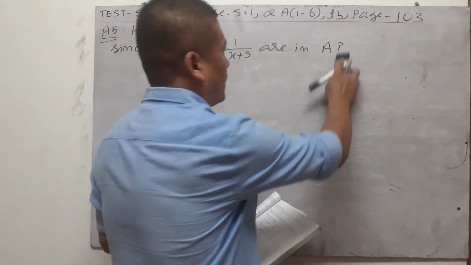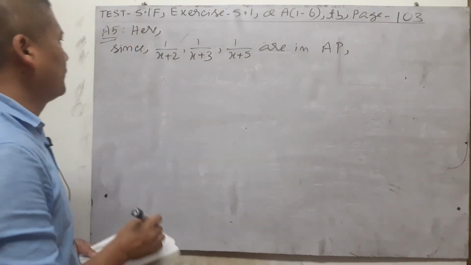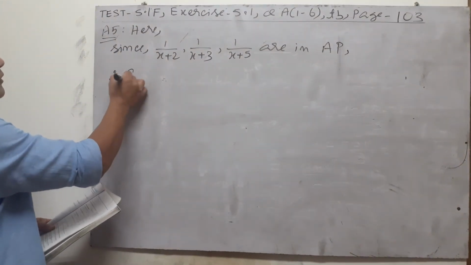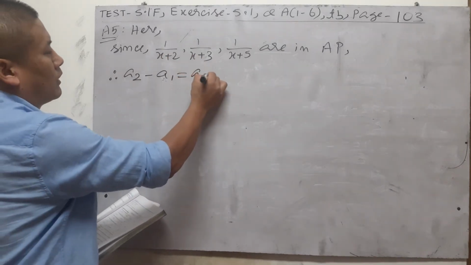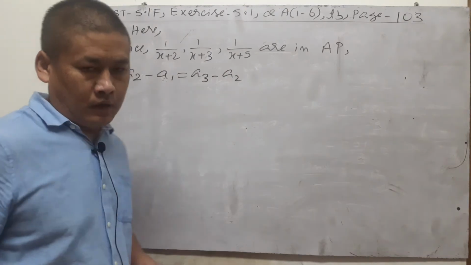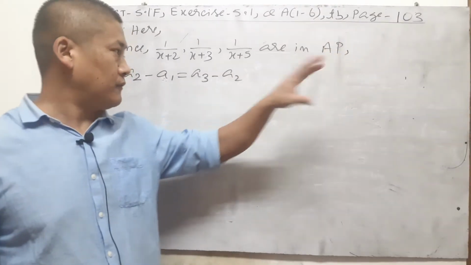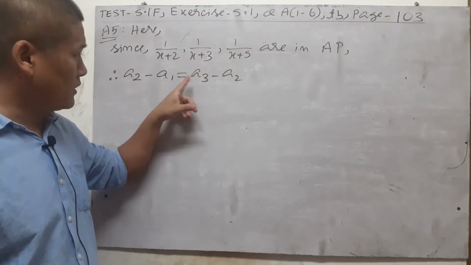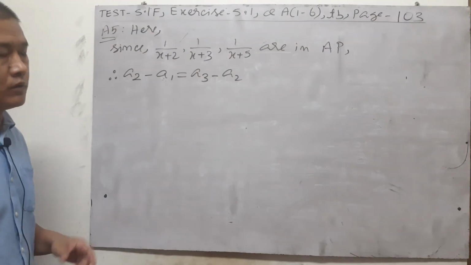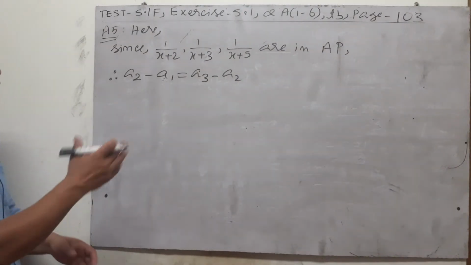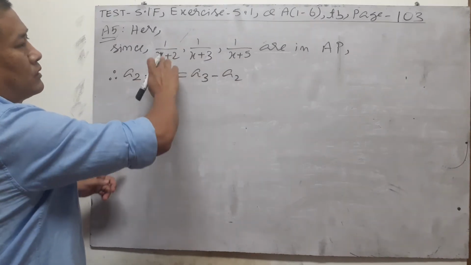According to the question, they're already in arithmetic progression for sure. Therefore A2 minus A1 will be equal to A3 minus A2. Because if a sequence of quantities are in AP, they have a common difference, which means A2 minus A1 is the common difference, A3 minus A2 is also the common difference, so they will be equal. So A2 minus A1 will surely equal A3 minus A2 because they are in AP.